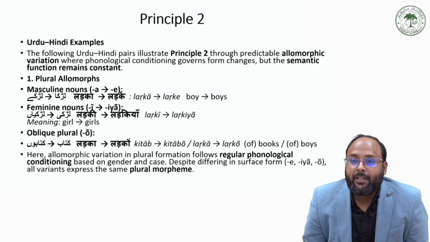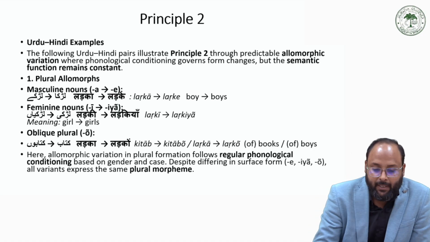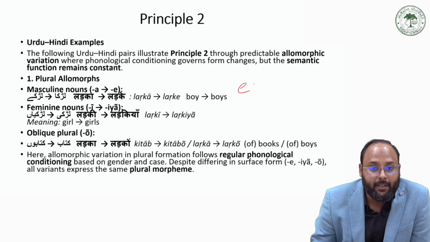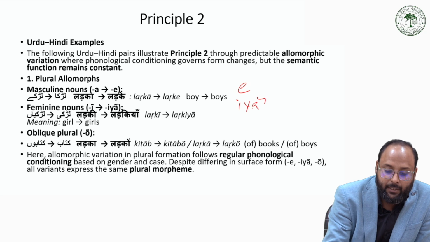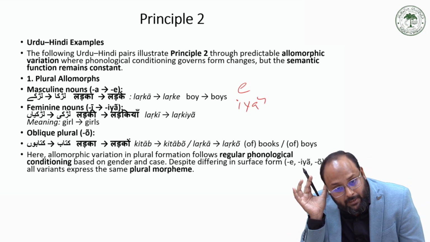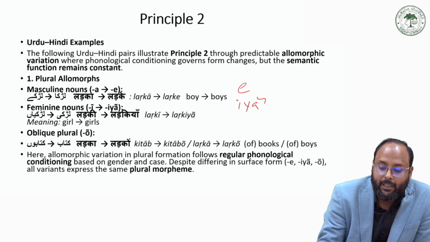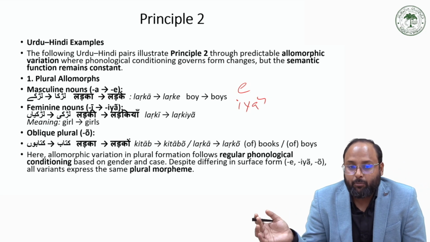So in Urdu, Hindi, we have some allomorphic variation, which we have already discussed. For example, in ladka into ladke, we have e for the plural. In ladki into ladkiyan, we have iyan as the plural. And in the oblique form, kitab, ladka and ladko, or kitab and kitabo means लड़कों को and किताबों को, in the oblique when it is followed by some postposition.